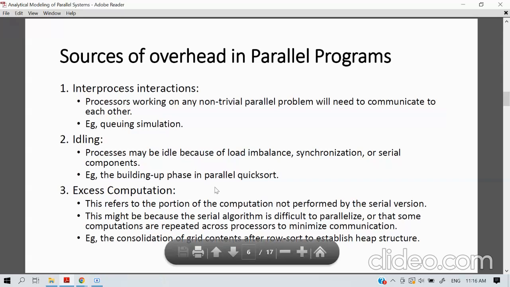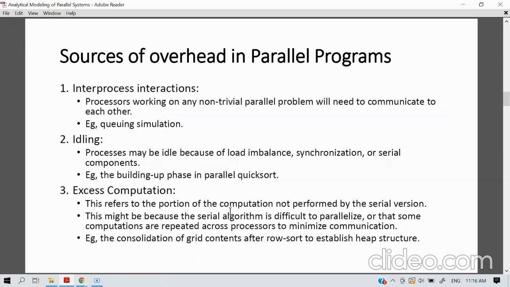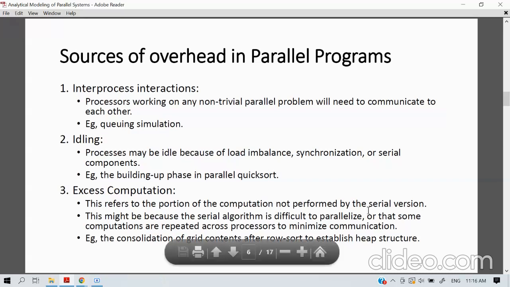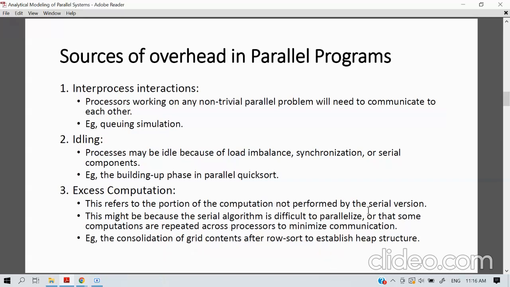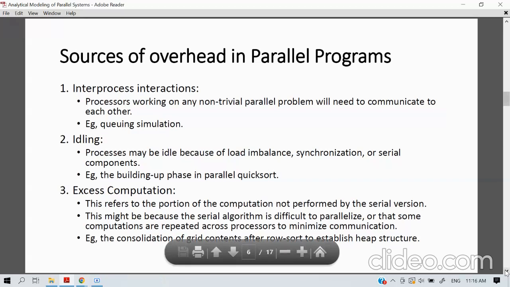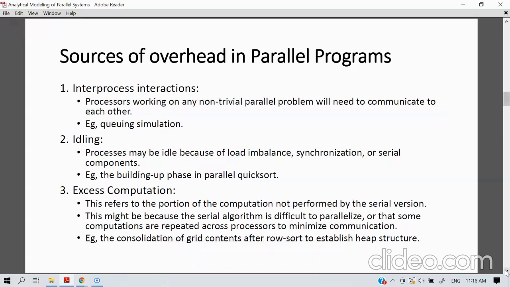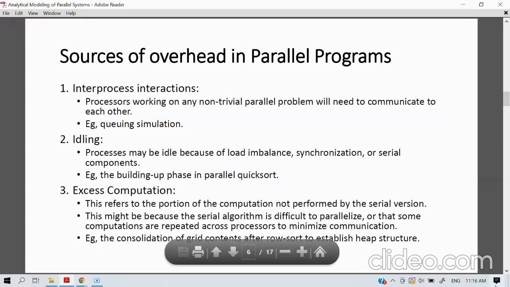If you look at excess computation, sometimes when we implement parallel programming, the lines of code are more compared to the serial version. Because of what? Sometimes the serial version is quite difficult to parallelize. That's why you get excess computation. It requires lots of time compared to the serial version. So these are the sources of the overhead in parallel programs.